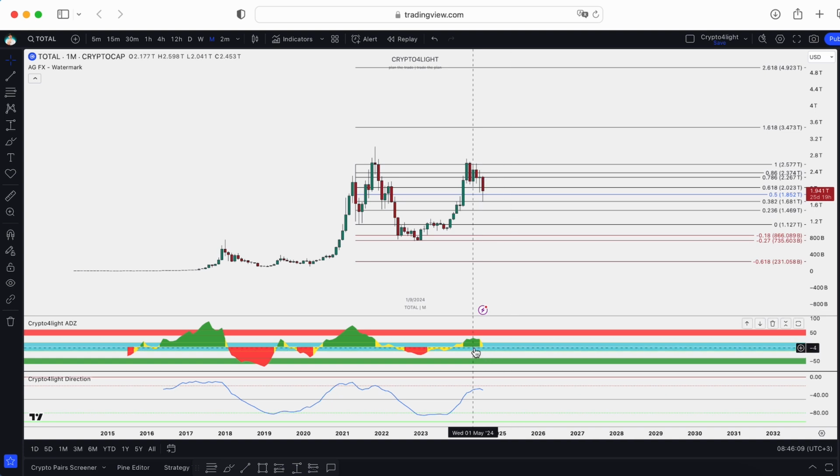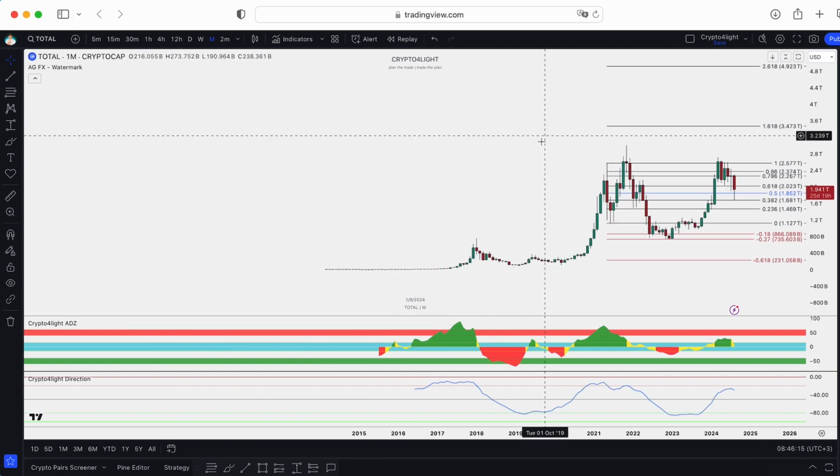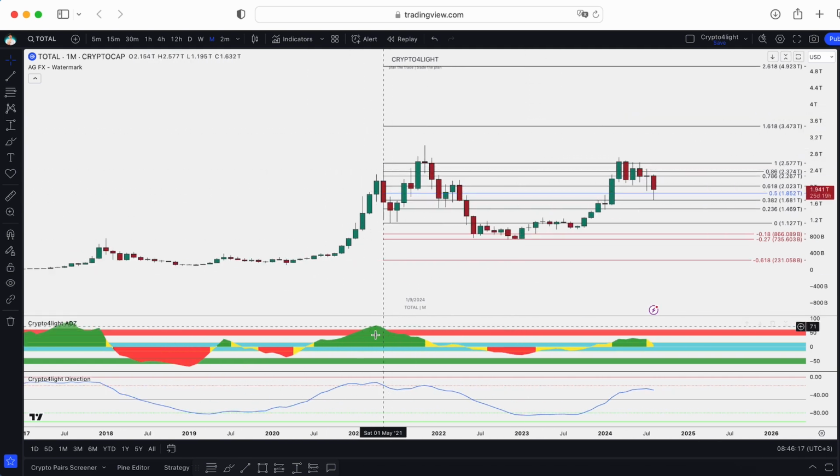What is bad? Here is accumulation, pump. Here's a distribution, and then why I count this like a top, because this is the exact top, the total area where the market makers distribute their bags. Then we formed the huge divergence on ADZ and the top in November 2021.